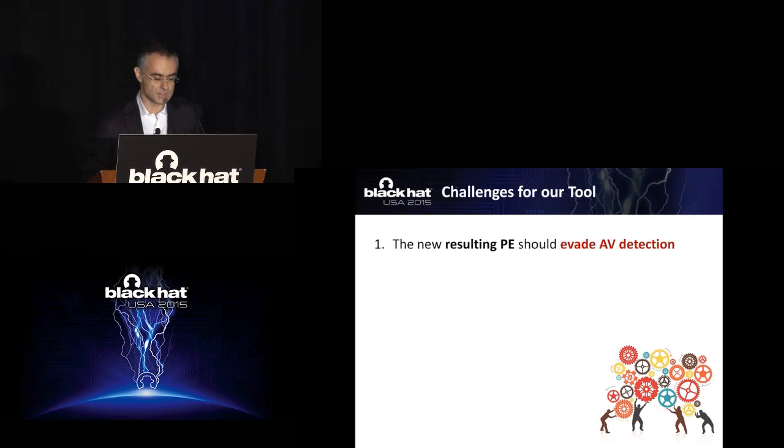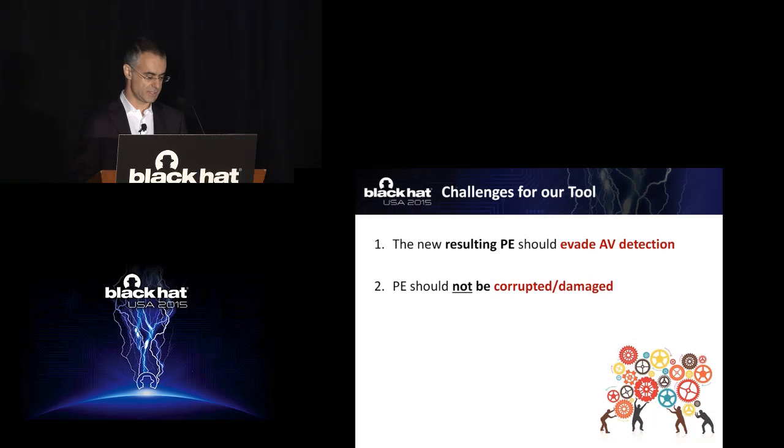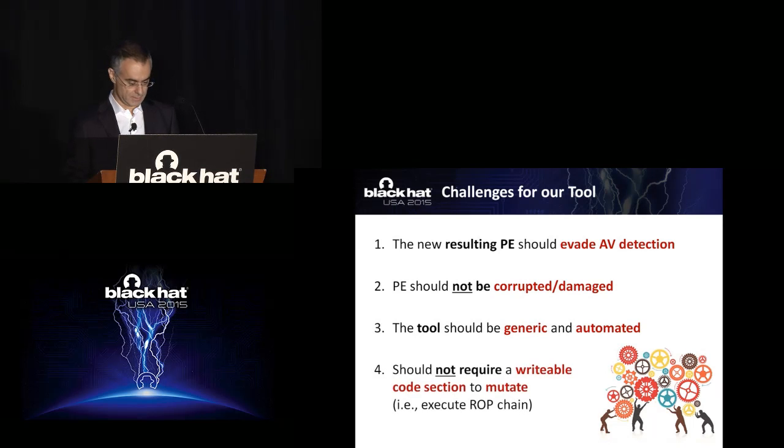What are the challenges of our tool? First of all, the new resulting portable executable should evade antivirus detection. Then, the produced portable executable should not be corrupt or damaged. The tool should be generic and automated, and should not require a writable code section to mutate, because this is an alarm for the antivirus.